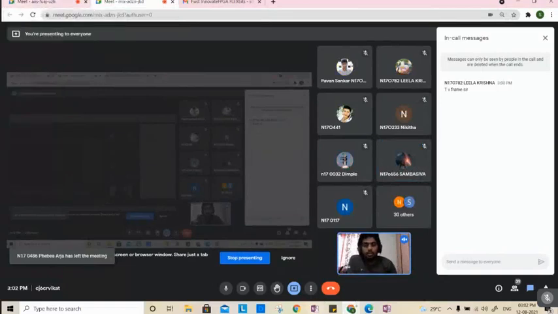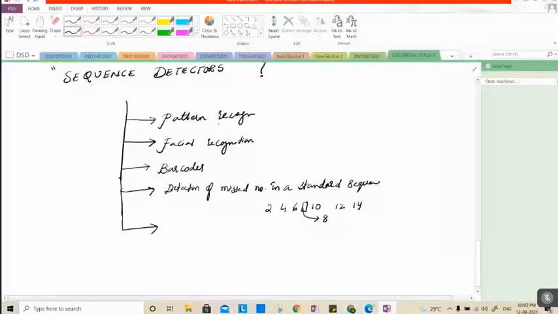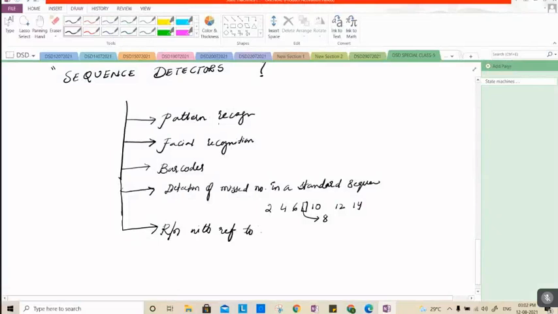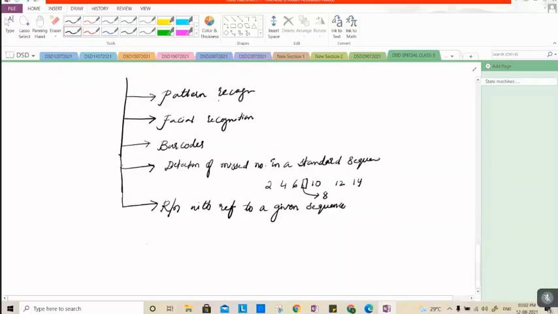Relation between sequence. Relation with reference to a given sequence. Okay, nice. Any other examples?